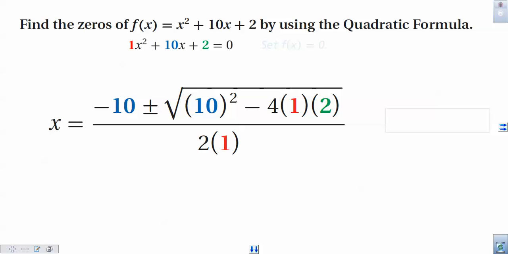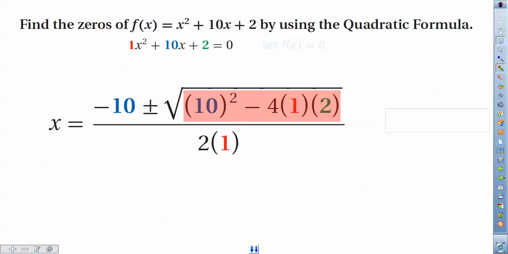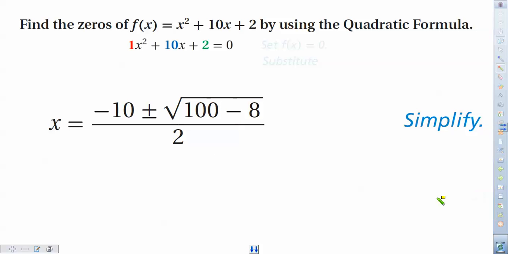Now, what you're going to do next here is simplify this, and my best suggestion when it comes to simplifying these expressions is to worry about figuring out what's in here first and then proceed from there. Don't worry about any of this extra stuff outside. Just worry about what that's going to be, and just use your order of operations in there. We got to square the 10, and then let's figure out what 4 times 1 times 2 is. Pretty simple. Right, so we have 100 minus 8.